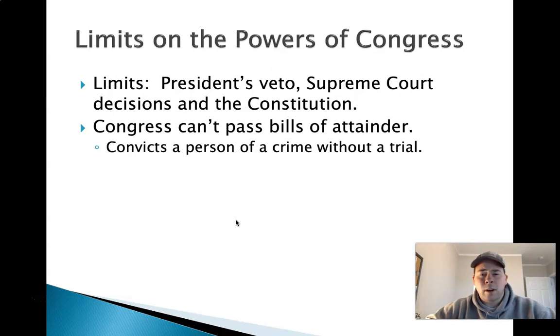And then the Supreme Court could decide that a bill is not actually constitutional, and then that would invalidate the law. But then also Congress can't pass bills of attainder, which essentially would convict a person of a crime without a trial. So they can't come in and write a law and say, Mr. Presnell wore a hat on this day, and we don't like that he wore a hat, so we're going to put him in jail. There has to be some type of trial there.